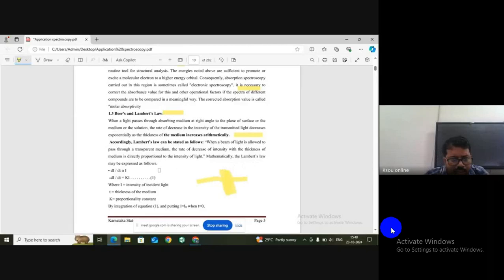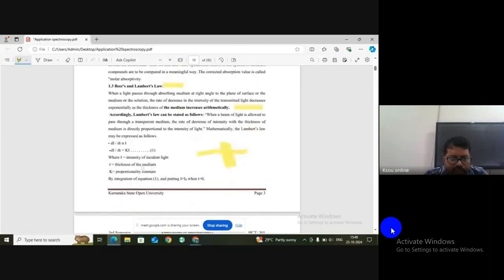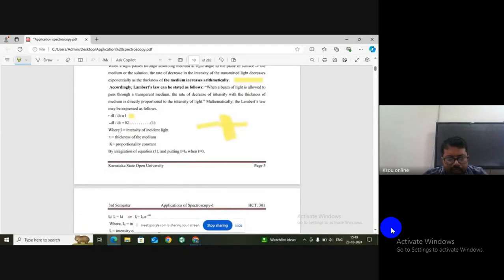Mathematically, Lambert's law may be expressed as follows. The decrease in intensity with respect to thickness, minus dI by dt, is directly proportional to the incident radiation. So minus dI by dt equals k into I, this is equation 1, where I is the intensity of incident light, t is the thickness of the medium, and k is the proportionality constant.